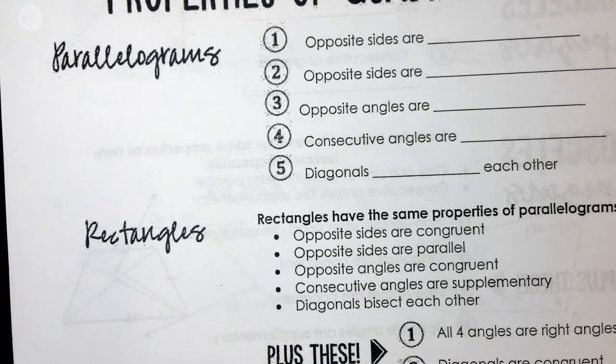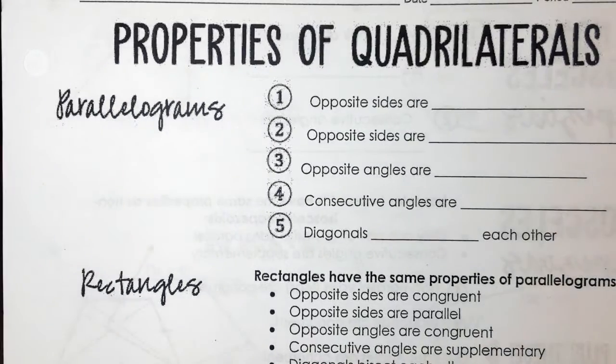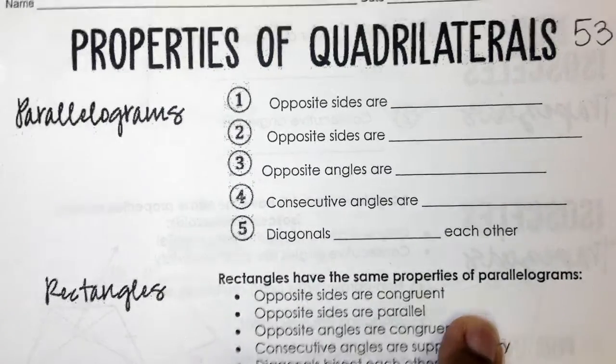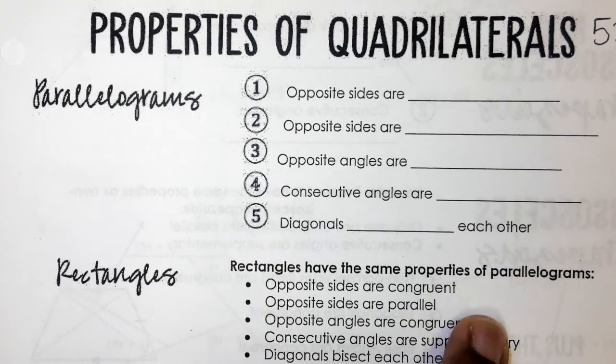Alright. So, properties of quadrilaterals. Oh, I need to say that too. So this sheet right here, this properties of quadrilateral sheet, is a reference sheet for us. This has all our quadrilaterals for the unit on it.